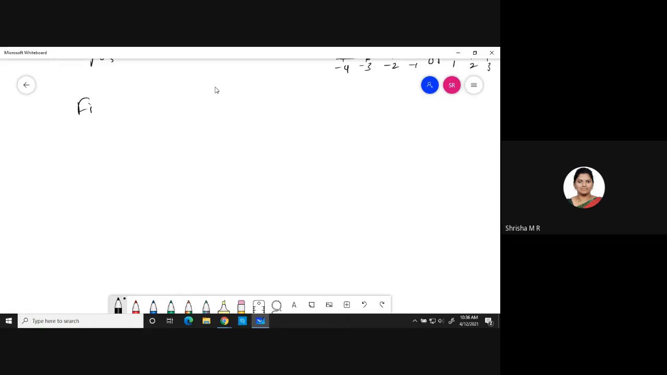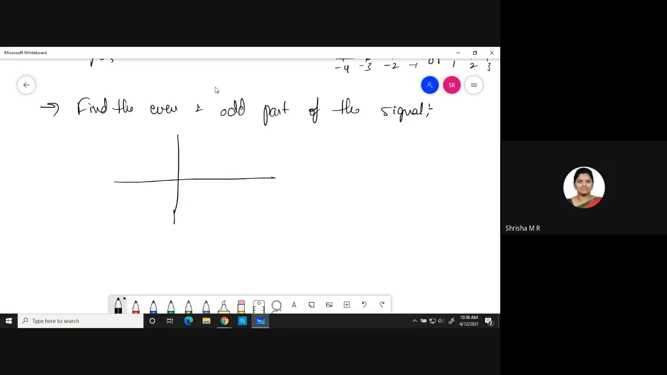So next problem, we have to find the even and odd part of the signal. I'm doing it with respect to waveforms only because that is important. With respect to an equation it's very easy. So if you learn about signals, then it's very easy.